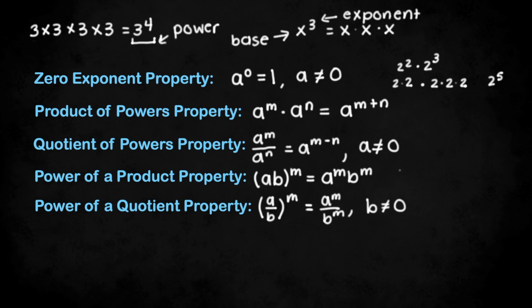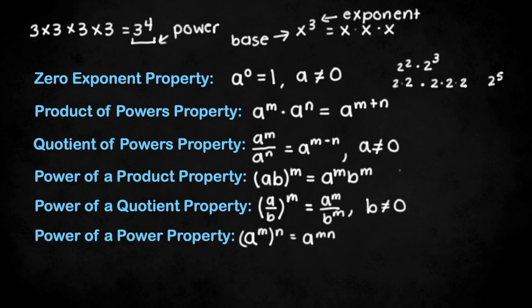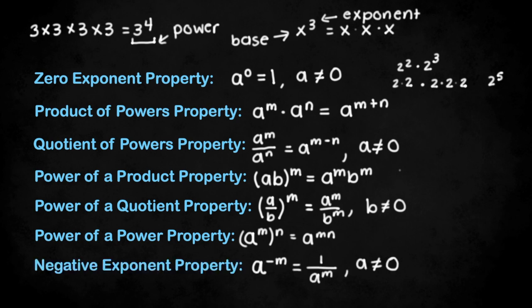Next, to raise a power to a power, keep the base and multiply the exponents, as stated by the power of a power property. Last but not least, the negative exponent property. It tells us that any non-zero number raised to a negative power is equal to 1 divided by the same number raised to the opposite positive power.